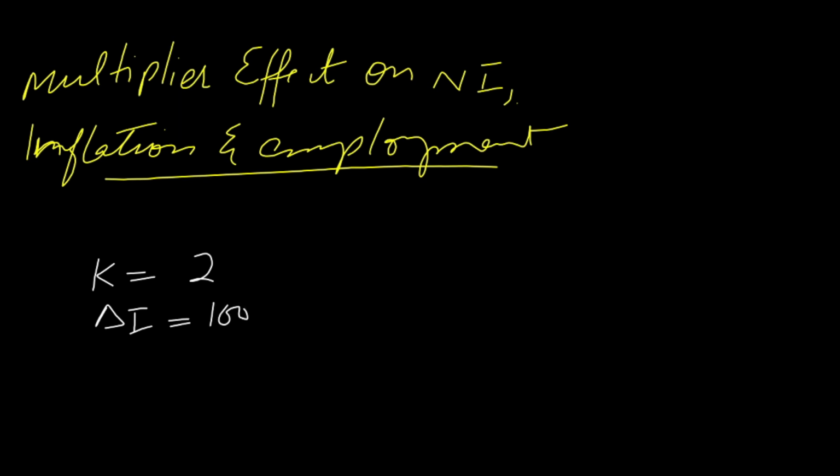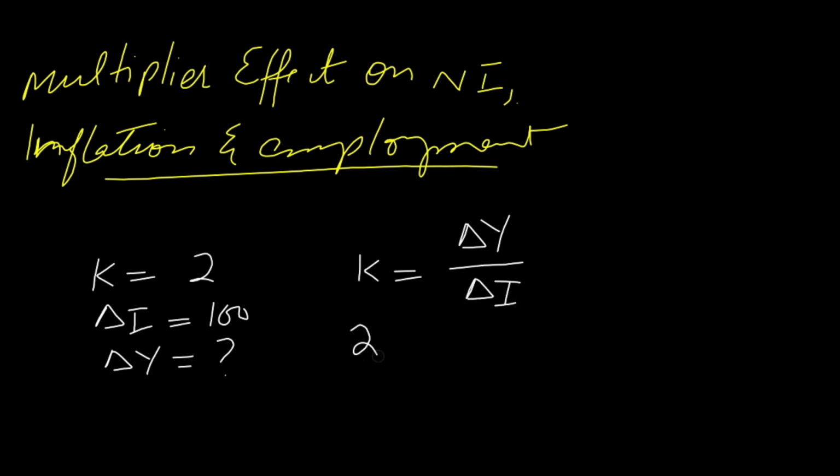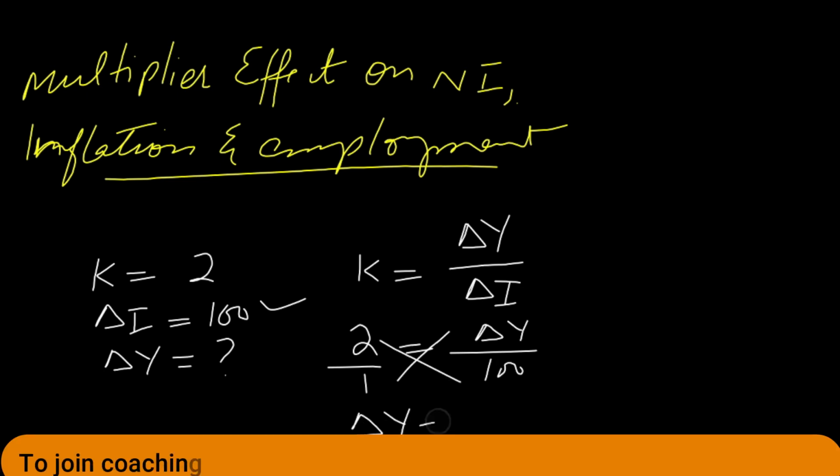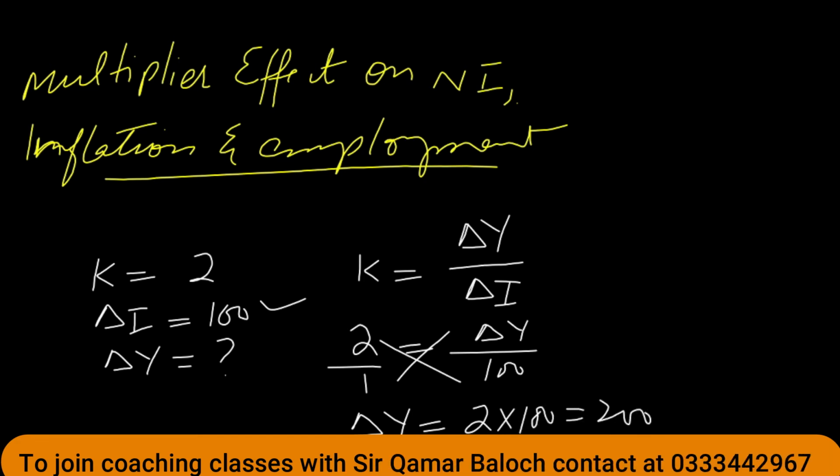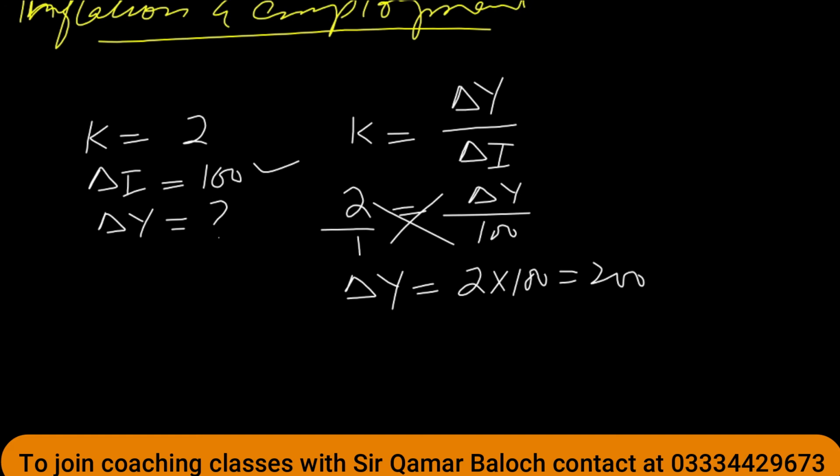So if multiplier K is equal to 2 and change in investment is equal to 100, then change in income will be multiple times of the change in investment. We can put this value into formula of multiplier. Multiplier is equal to change in income over change in investment. Now if we put the value of multiplier 2 and change in income over change in investment is 100, we can write 1 as denominator of 2 and then we can cross multiply these values. So change in income delta Y is equal to 2 into 100 is equal to 200. It means that every increase in investment will lead to 2 times increase in national income.